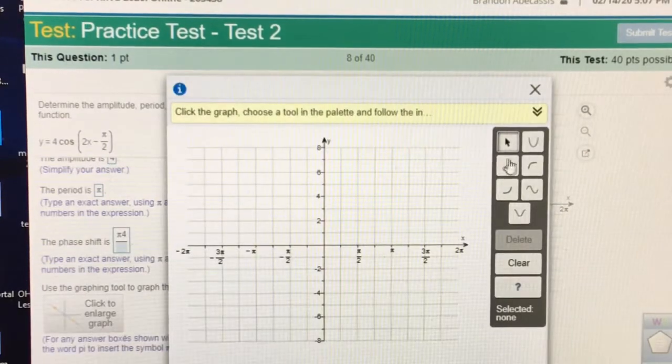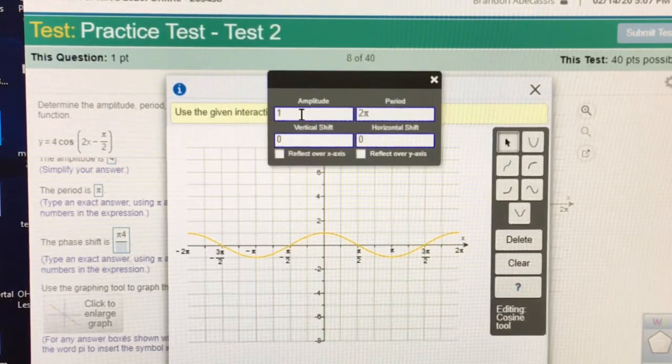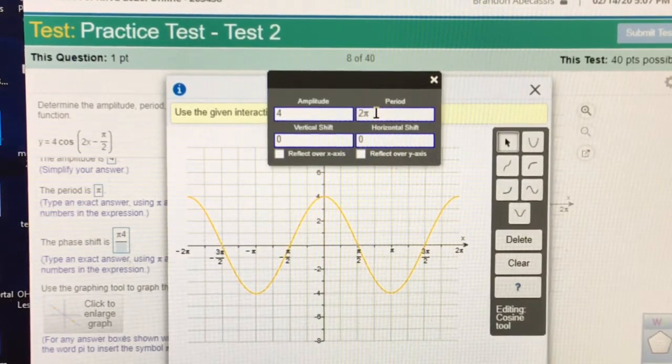Graphing it, it's cosine, so I'm going to click on the cosine button. My amplitude is 4. My period is just plain old pi.